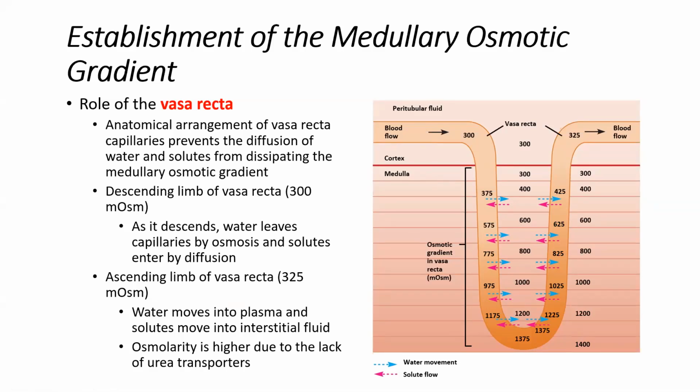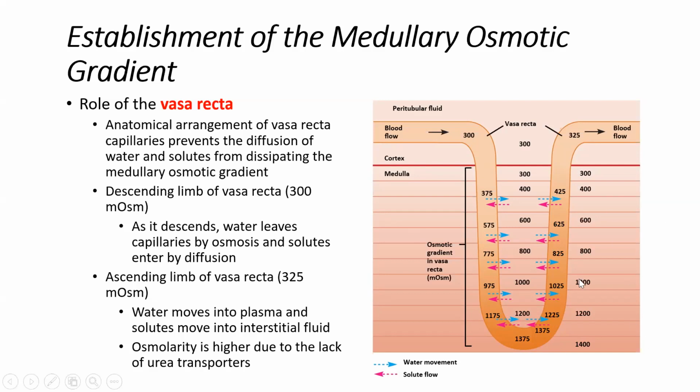And so as we move up the ascending limb, we're gonna have to reverse the direction of water and solutes. So as you can see, up the ascending limb, water is moving into the tubule, which is the opposite of what happened in the descending limb, and solutes are moving out of the tubule in order to reestablish that medullary osmotic gradient, okay? So if we were only moving water out of the vasa recta throughout the entire length of the vasa recta, then it would completely water down or completely dissipate or completely dissolve our gradient. And that is not what we want.